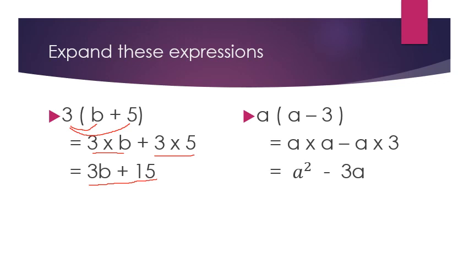Next, a multiplied by, in bracket, a minus 3. Like the previous one, we are going to multiply a with the whole of the term inside the bracket. So a multiplied by a. Open the bracket, write it down over there, a multiplied by a. Next, a is also multiplied by 3. The minus sign which is there over here is to be put over here also, and a multiplied by 3 over here. A multiplied by a gives you a square. So a square minus a multiplied by 3, that is 3a. So a square minus 3a is your final answer.